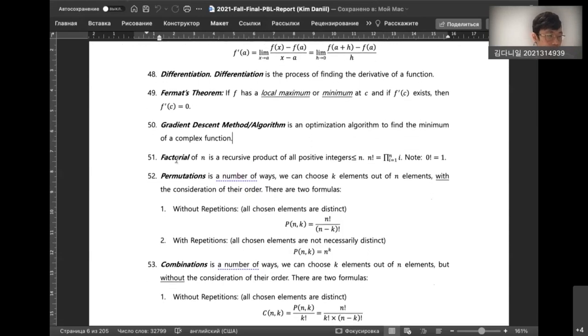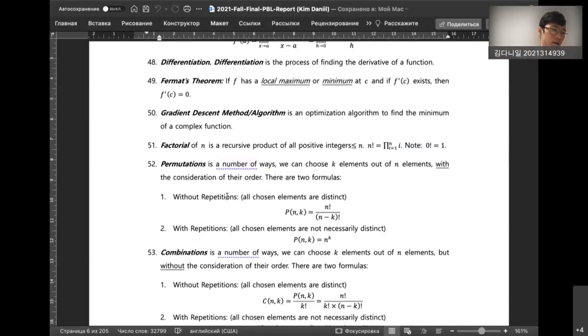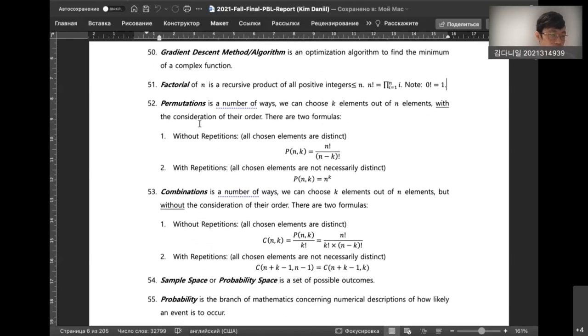Also, we got introduced to the factorial, which is actually a part of calculus, from what I know. Basically, the idea of factorial is just a recursive multiplication. For example, the factorial of 5 is 1 times 2 times 3 times 4 times 5. And we should remember that the factorial of 0 is 1. That's the rule.